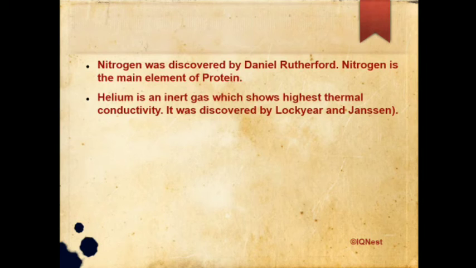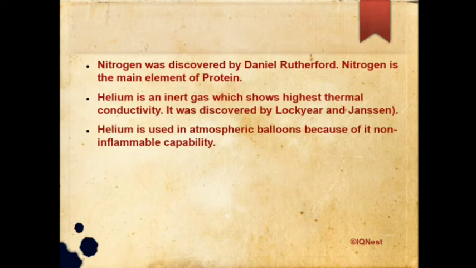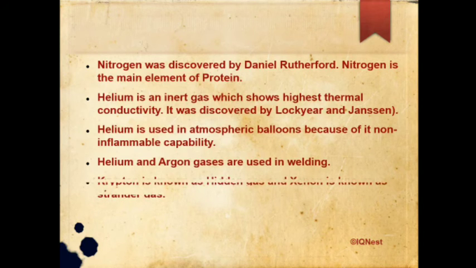Helium is an inert gas which shows the highest thermal conductivity. It was discovered by Lockyer and Janssen. Helium is used in atmospheric balloons because of its non-inflammable capabilities. Helium and argon gases are used in welding. Krypton is known as hidden gas and xenon is known as stranger gas. So what is hidden gas? Hidden gas is krypton and stranger gas is xenon.